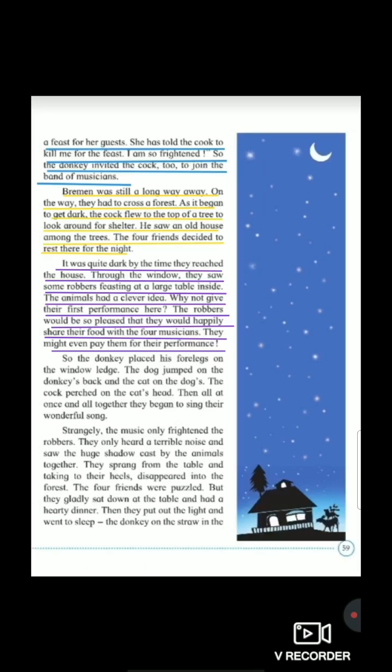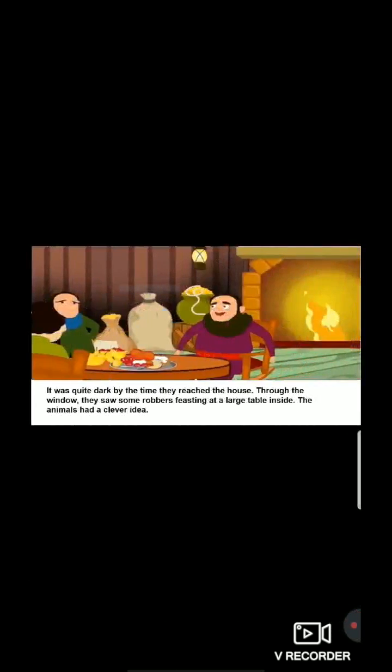So now students, this paragraph indicates that it was quite dark by the time they reached the house. Means जब तक वो लोग उस घर तक पहुँचे तब तक बहुत रात हो चुकी थी. Through the window they saw some robbers feasting at a large table inside. The animals had a clever idea. Now here what happened? When they saw inside from the window, they saw some robbers. They are having their meal on a large table. Right? So the animals had a clever idea.